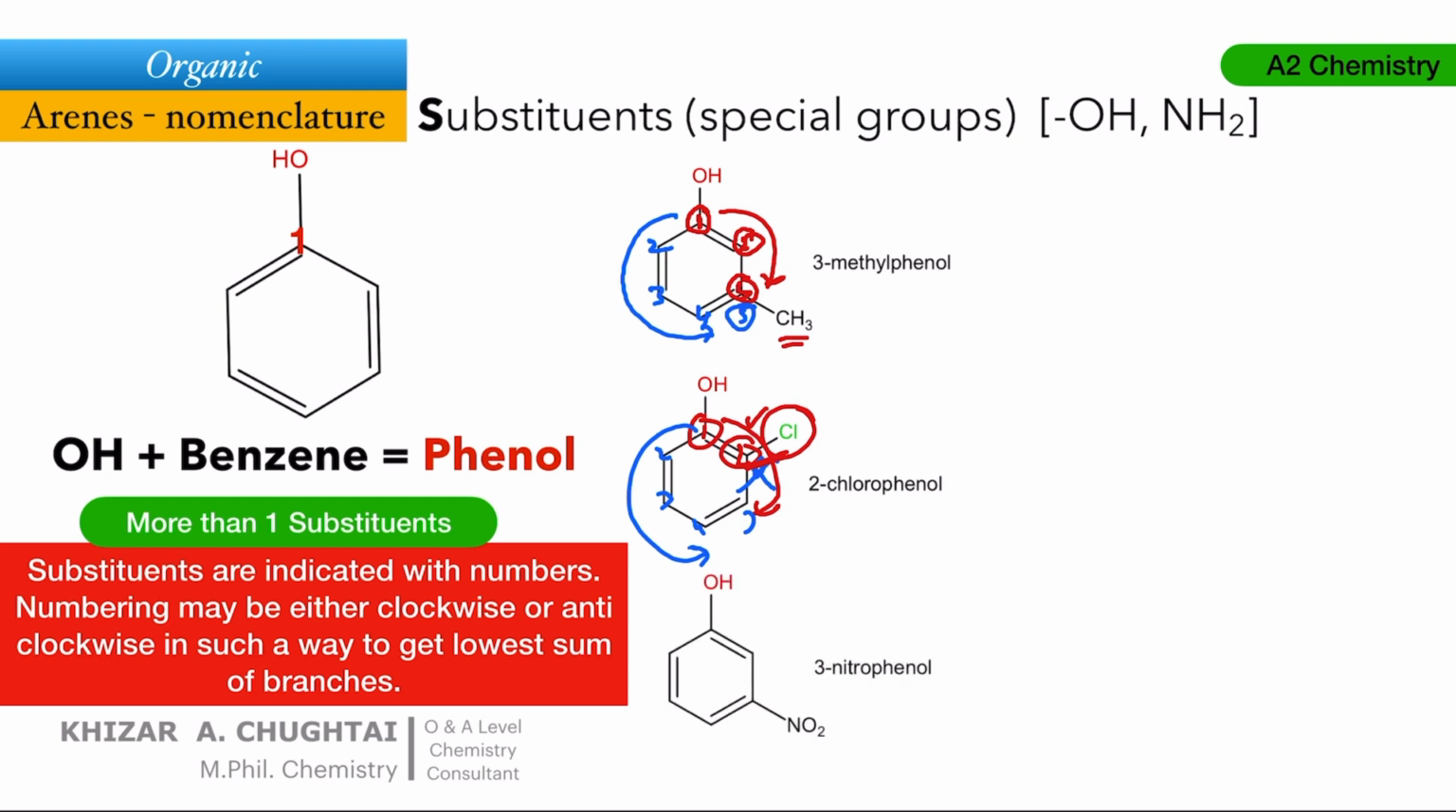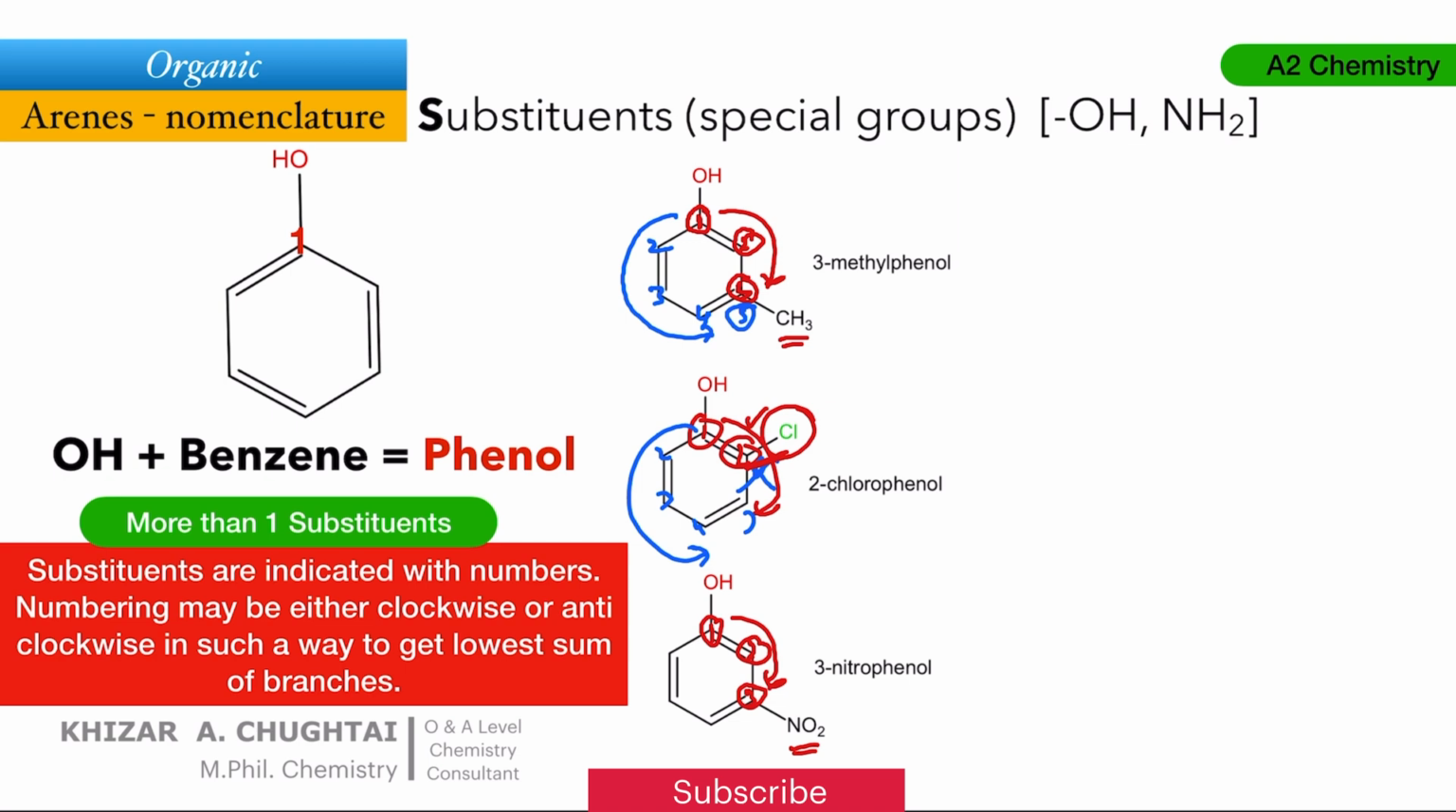In the third example, you can see that once again there is one OH group and another substituent, that is the nitro group. NO2 is written as nitro. Once again, this is the carbon number 1, and by clockwise you can see that you are going to give the lowest number to this NO2 group. So its name is 3-nitrophenol.